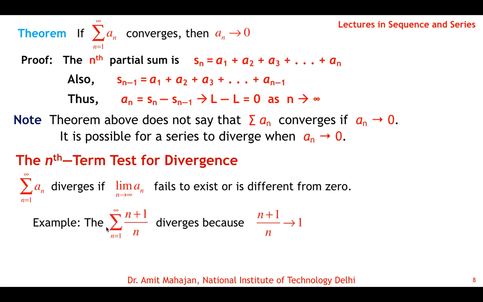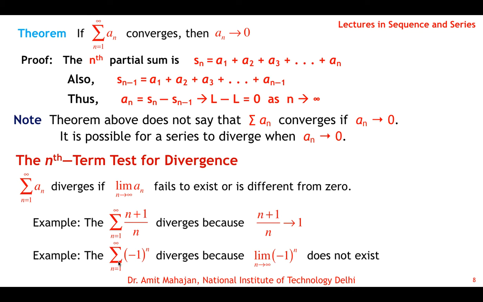For example, the sum of the infinite series with nth term n plus 1 over n diverges because the limit of this is 1. So an goes to 1 as n goes large, and so this infinite sum cannot converge by this test or due to this theorem. Similarly, the infinite sum of minus 1 to the power n diverges because the limit of this does not exist.